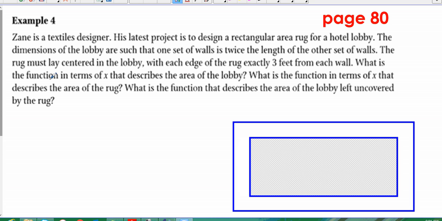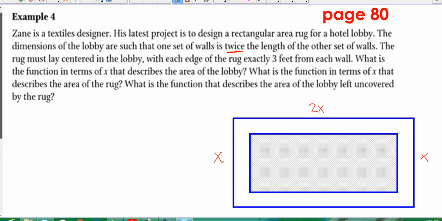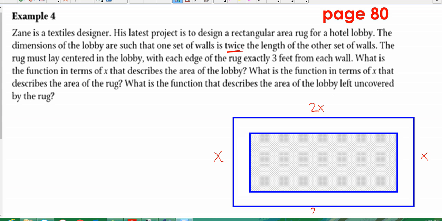It says that the dimensions of the lobby are such that one set of walls is twice the length of the other set of walls. So given the way that this rectangle is drawn, I'm going to say that this is x, and twice the length of that means that this is 2x. So this is x, and down here is also 2x.